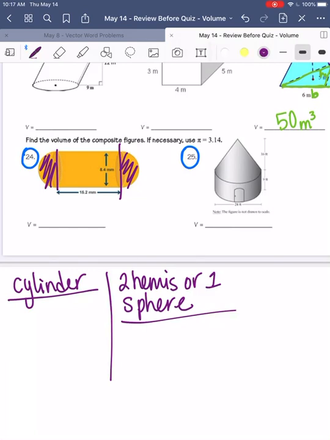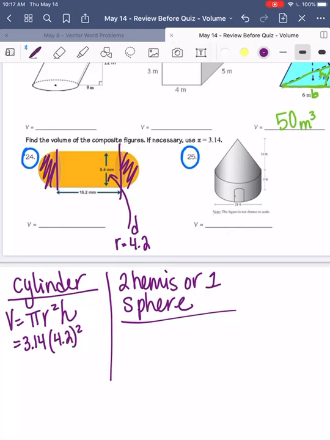Okay, so a cylinder is pi r squared height. So 3.14. Our radius of the cylinder, okay, so we're just given the diameter. So our radius is going to be 4.2, okay? Just divide it in half. And then the height of that cylinder is 15.2. It's on its side, okay? So then we're just going to type it in. 3.14 parentheses 4.2 squared times 15.2. And you get 841.92.